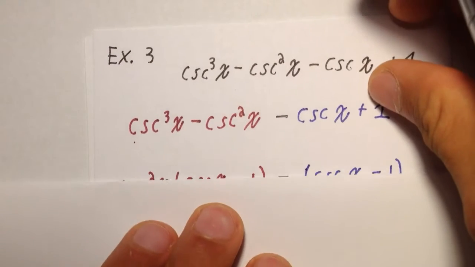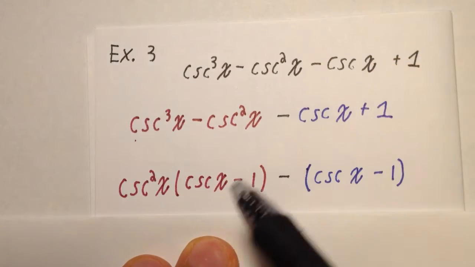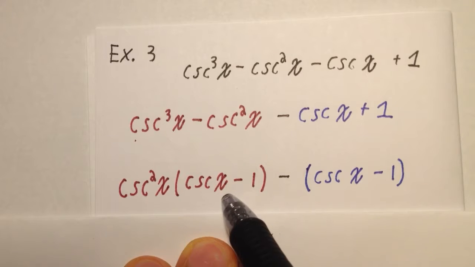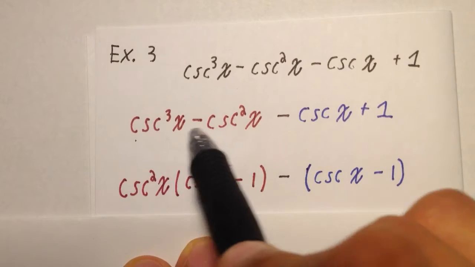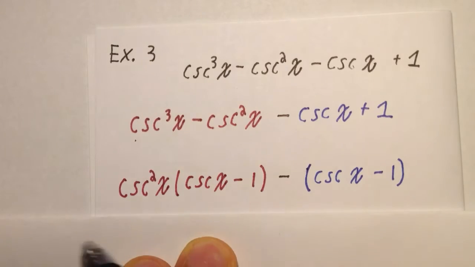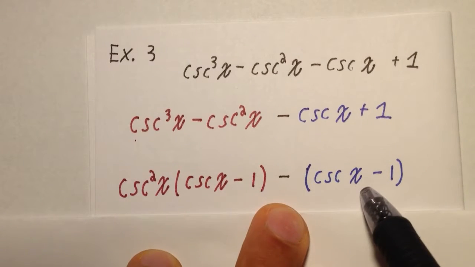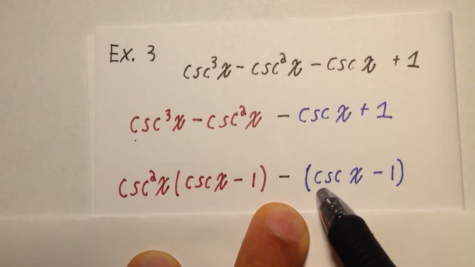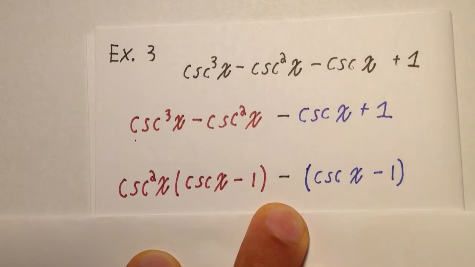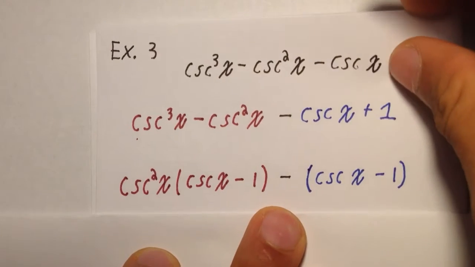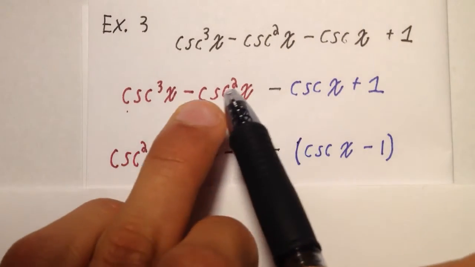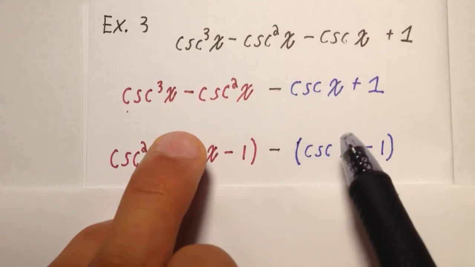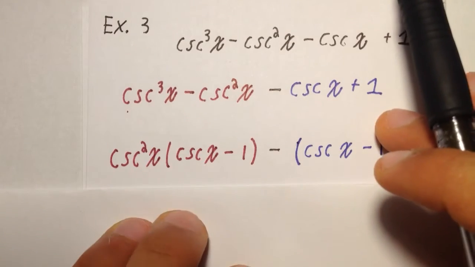So for the left side, I'm going to factor out a cosecant squared here, and I get inside the parentheses cosecant minus 1. Here all I did was just take out a cosecant squared. And on this side, all I did was take out a negative 1. Right? I can factor out a negative 1. That's pretty easy. Now from there, I'm going to factor. So now that I factored both halves individually, I'm going to factor this entire thing.